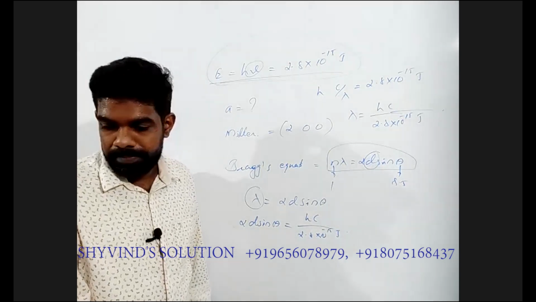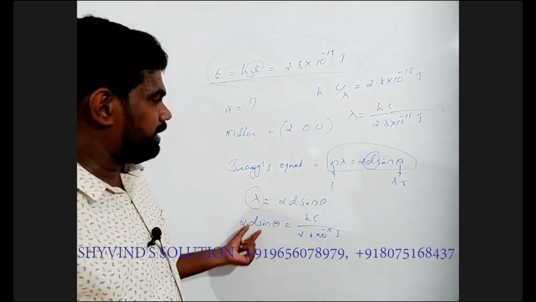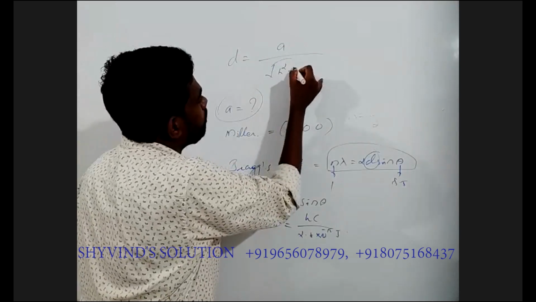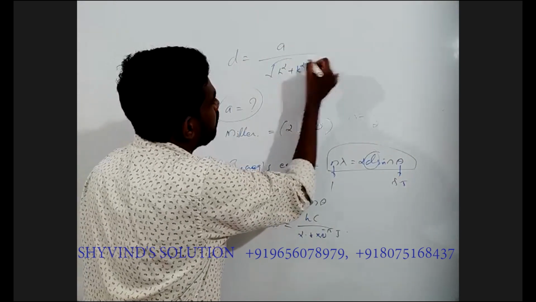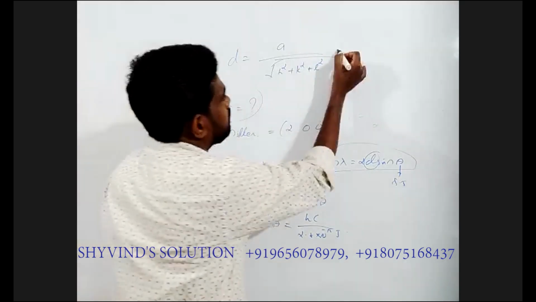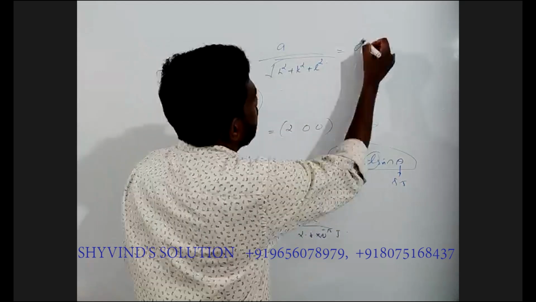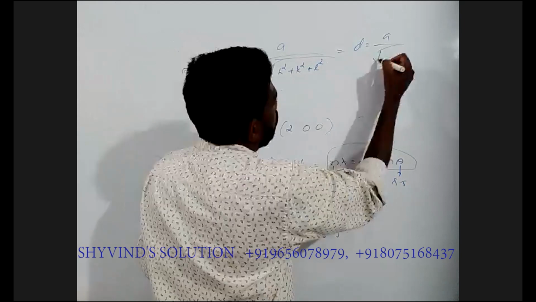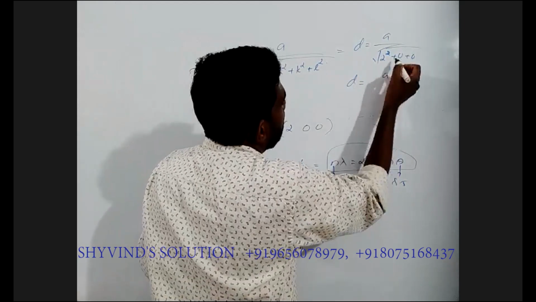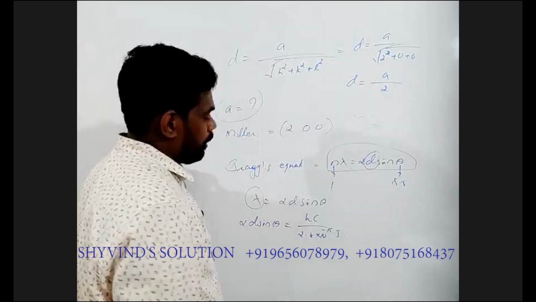Ready? Now, we should find the relation between D and A. D equals A by root of h square plus k square plus L square. This h, k and L are Miller indices. So if you substitute these values here, it is 200. So D equals A by root of 2 square plus 0 plus 0. So that means D equals A by root 4, equals 2. So D equals A by 2 is given.